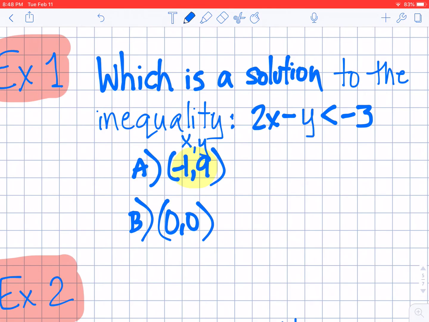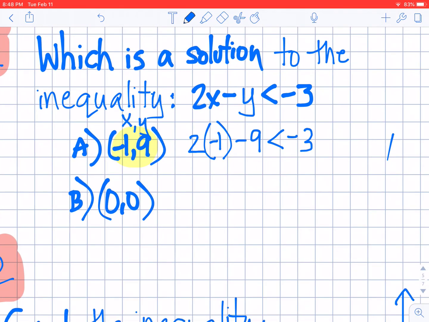All right. Okay, so let's plug in the negative 1 for x and the y for the 9. Now you can see where that 9 was showing up. Now we're going to evaluate that. What is 2 times negative 1? And we get negative 2 minus 9. Is that less than negative 3? And sure enough, we get negative 11 is less than negative 3. And so we say, yay, this is a true statement.